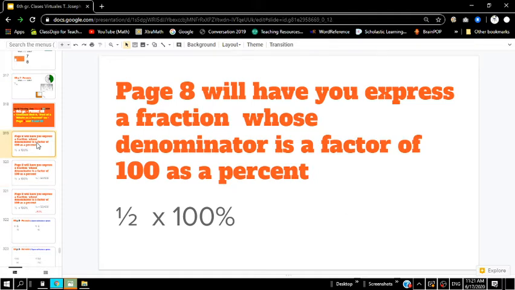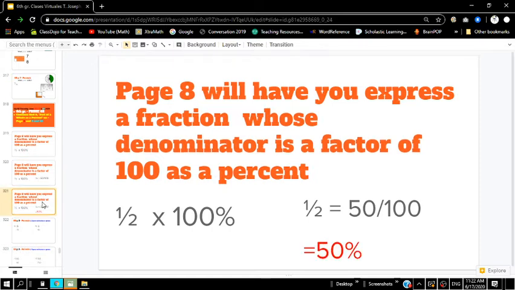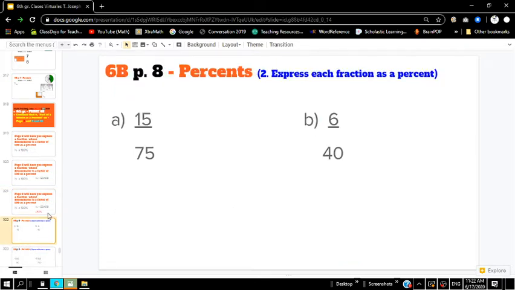So on page 8, it says that you'll have to express a fraction whose denominator is a factor of 100 as a percent. In other words, we are multiplying the fraction by 100% to try to figure that out as a percent. For example, 1/2 is the same as 50 over 100, or 50/100ths, which can be converted to a percent because 50% is the same as 50 over 100. So let's look at this first example.